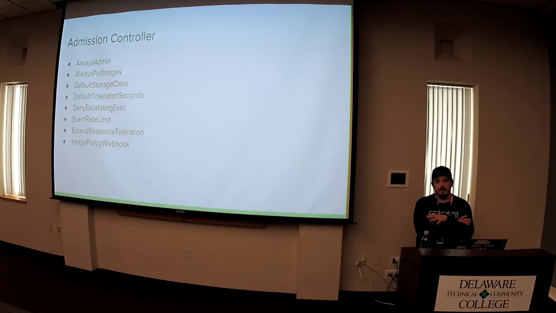So you can tell it, like, always pull images. If the image is already pulled down on the node and the container dies, it has to come back up. You can tell the admission controller, all right, don't use the image stored on disk. Always pull it, no matter what. That's just an example of what this can do. It can even do rate limiting.